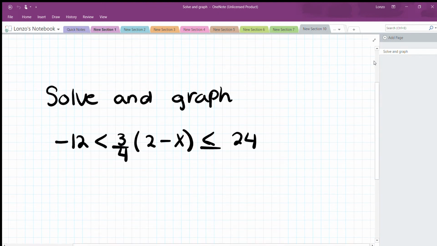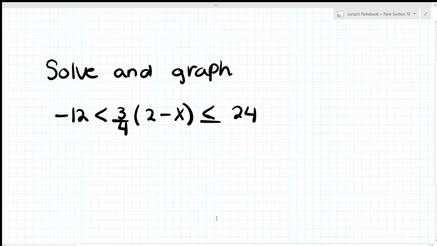So the problem says we want to solve and graph. We have -12 less than 3/4 times 2 minus x, which is less than or equal to 24. So what I want to do is get rid of this fraction. I can multiply everything by 4.